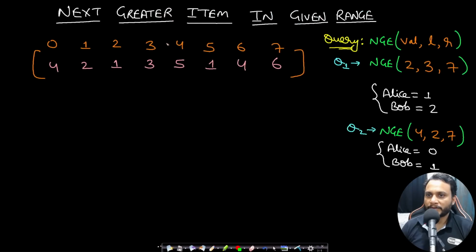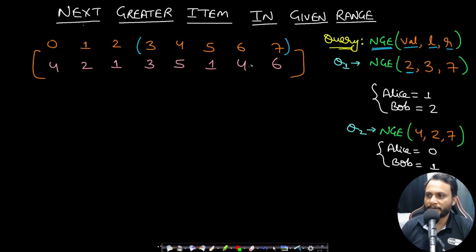So I hope you have got the crux of this entire problem. This problem is about finding the next greater item in the given range. Now let's understand how we can actually make it happen. Let's say that our query type will be next greater element of a given value in the range of L to R. And let's say that our value is 2. I want to find the next greater element of 2 in the range of 3 to 7.